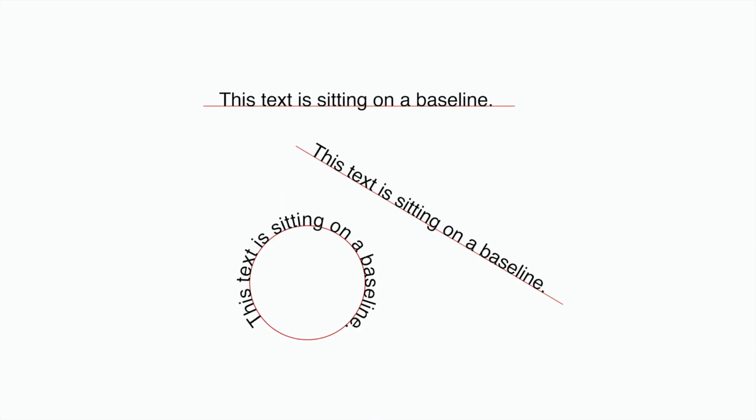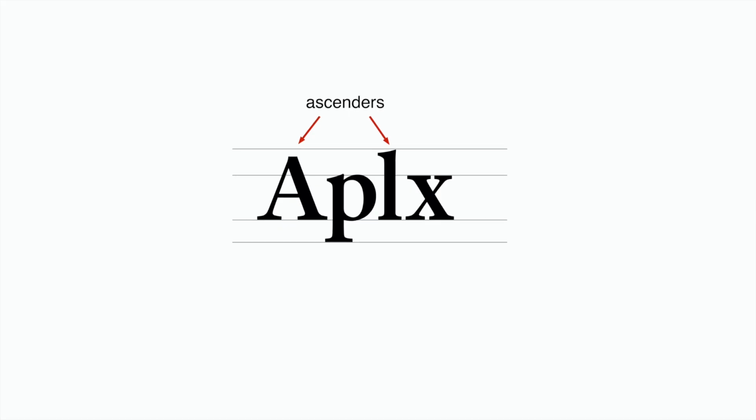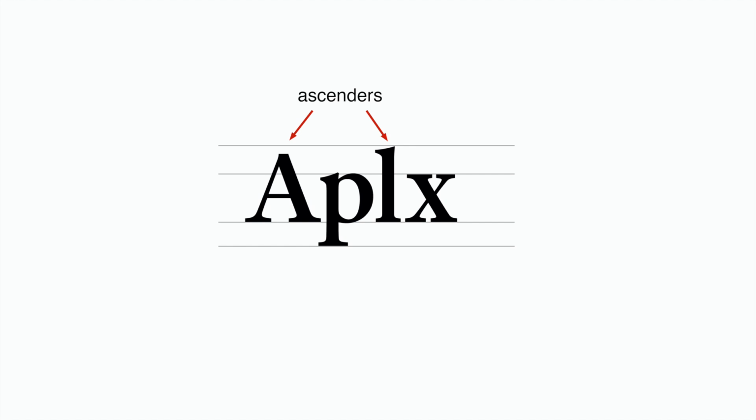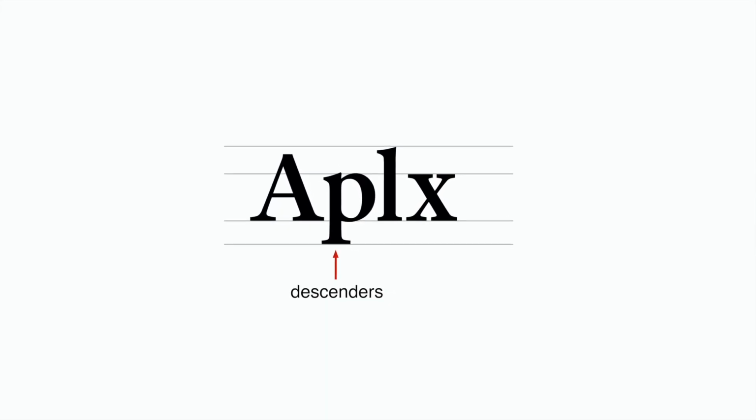A baseline can be straight, diagonal, or curved. Ascenders. Ascenders are stems that rise above the x height. Descenders. Descenders are stems that drop below the baseline.